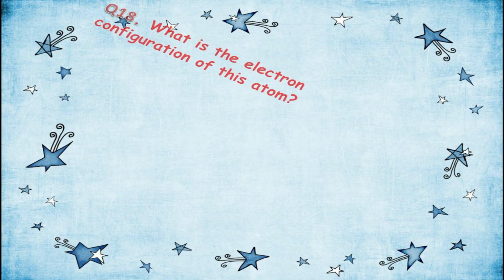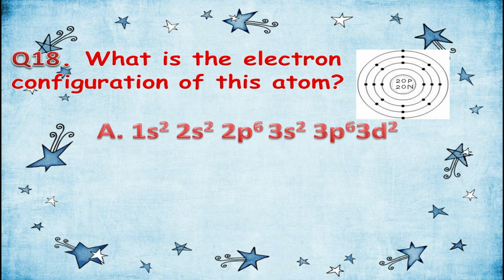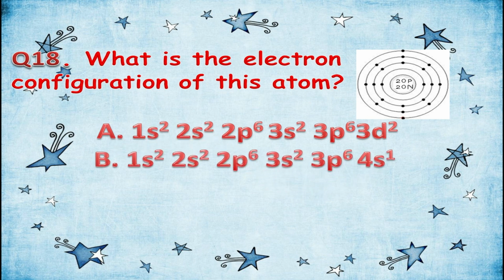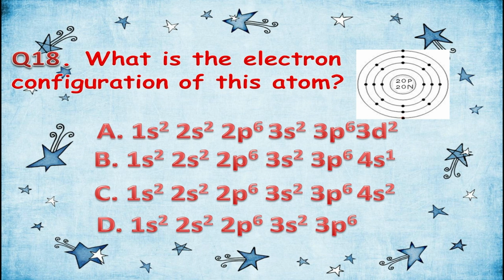Next question, number 18, is, what is the electron configuration of this atom? The atomic structure is given. You have to choose the correct electron configuration from the options. Option A is 1s2, 2s2, 2p6, 3s2, 3p6, 4d2. Option B is 1s2, 2s2, 2p6, 3s2, 3p6, 4s1. Option C is 1s2, 2s2, 2p6, 3s2, 3p6, 4s2. And option D is 1s2, 2s2, 2p6, 3s2, 3p6. Your time starts now.